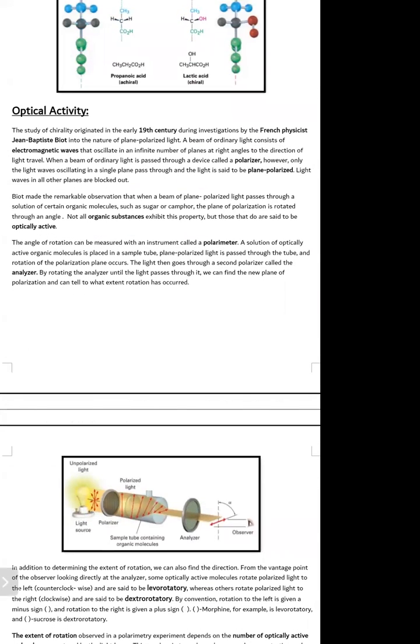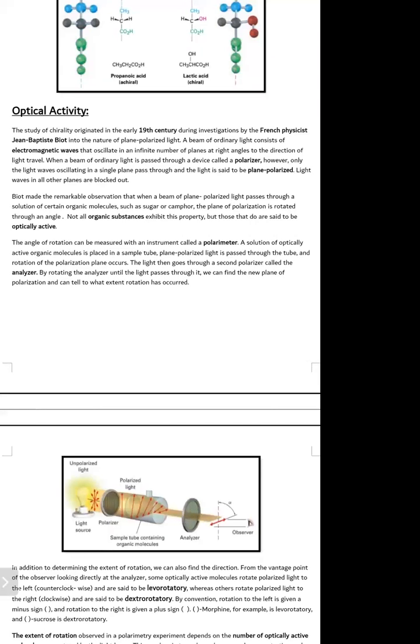Then we talk about optical activity. The study of chirality originated in the early 19th century during investigations by the French physicist Jean Baptiste Biot into the nature of plane polarized light. A beam of ordinary light consists of electromagnetic waves that oscillate in an infinite number of planes at right angles to the direction of light travel.